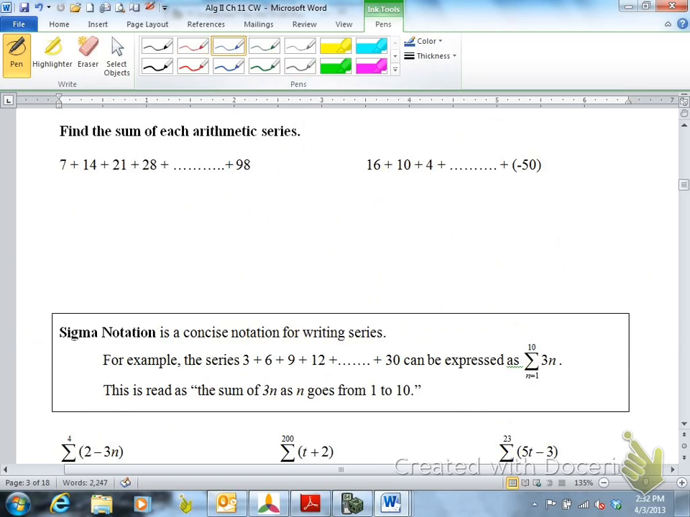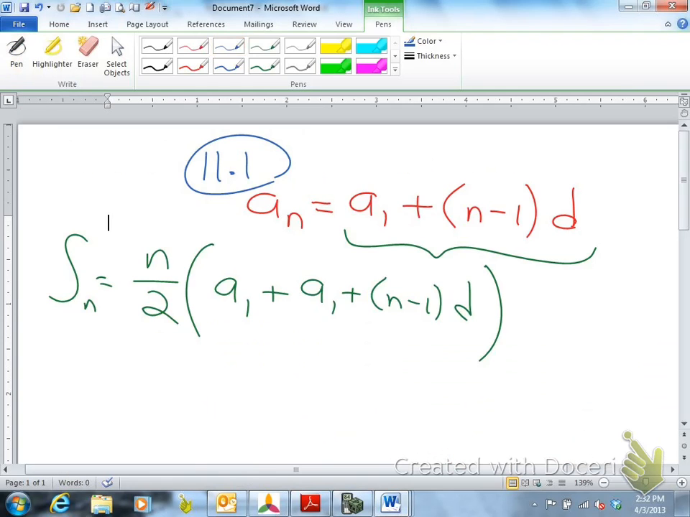For the next one, find the sum of the series. You're given the first term, a sub 1. You're given the last term, a sub n. And you also know d. The difference between 7 and 14, 14 to 21 is 7. The problem is you don't know n. And you need to know n for either formula to work. So what we're going to do is use this formula, the arithmetic sequence, and we're going to solve for n in this formula.